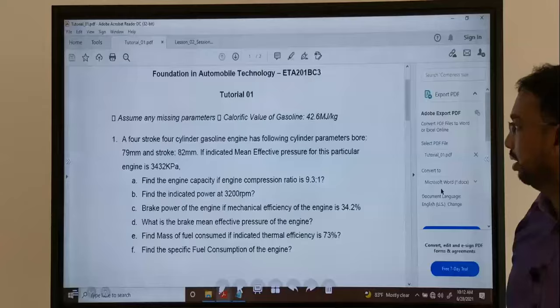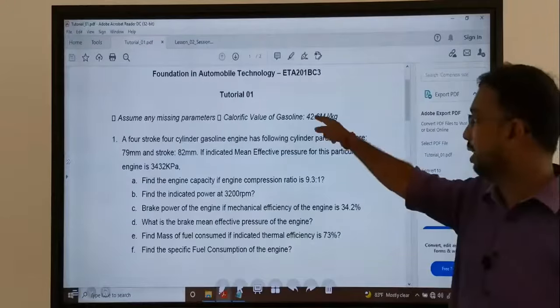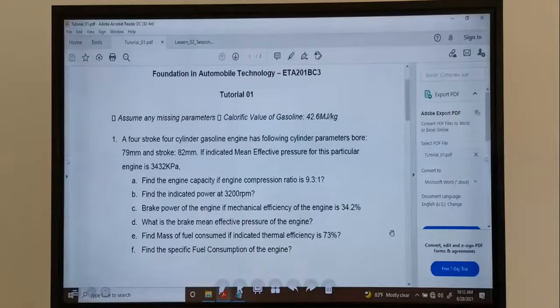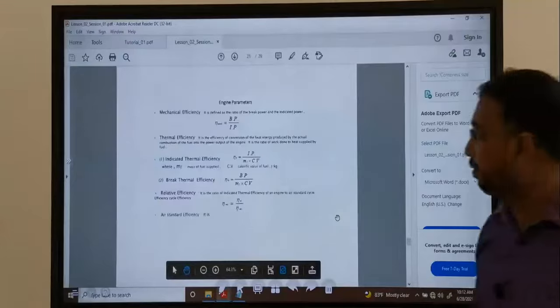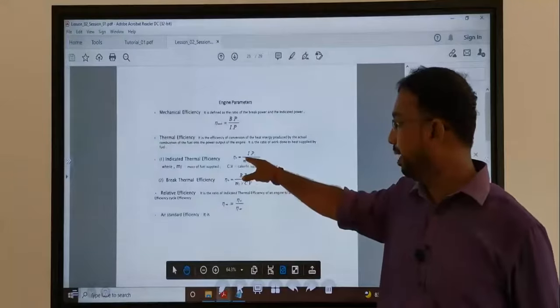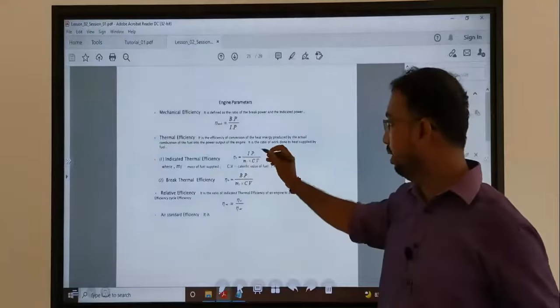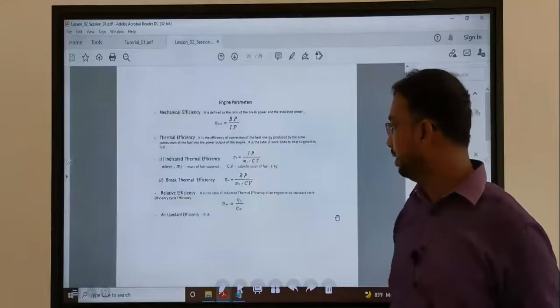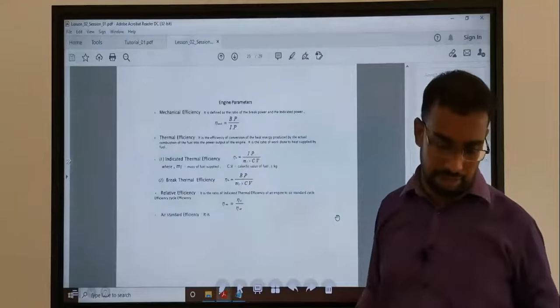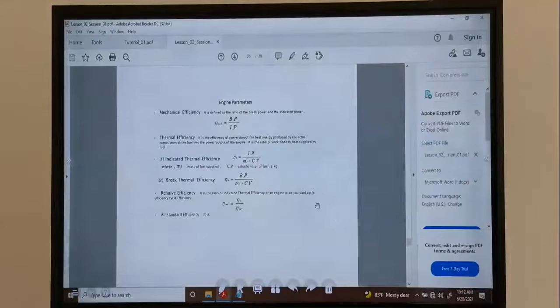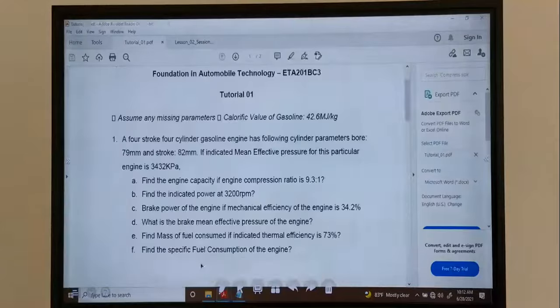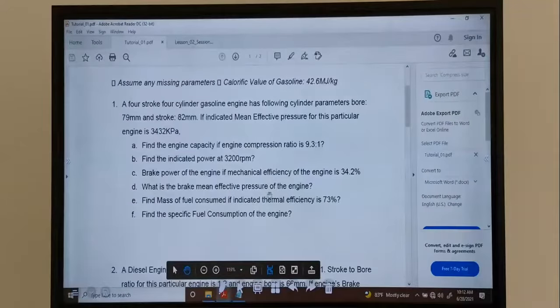42.6 megajoule per kilogram. This is the calorific value of gasoline. So in the equation we have to find the mass of fuel supplied, MF. CV we know, indicated power we know, and the indicated thermal efficiency we also know. So we have to find the mass of fuel consumed.